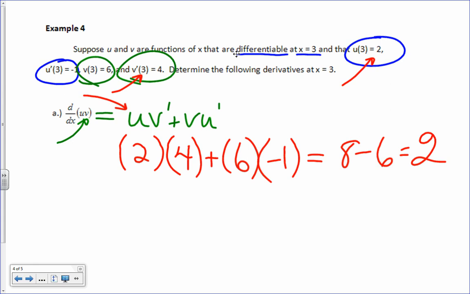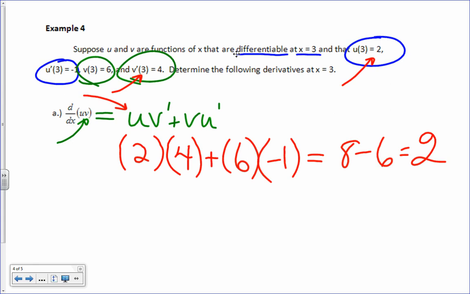Okay, I was told that that's the derivative of the function of uv. Close. That is, if I put 3 into the derivative of the functions I don't know, when multiplied together, I get 2. So I know the slope at x value of 3 of u times v would be 2.